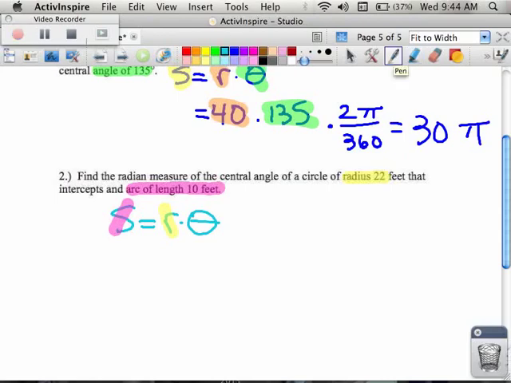So if I find the angle, I need to plug in my numbers first of all. In the pink, that was a 10. In the yellow, that was a 22. I have a theta. In order to solve this, I divide both sides. 10 divided by 22 is the same as 5/11ths. 5/11ths what?